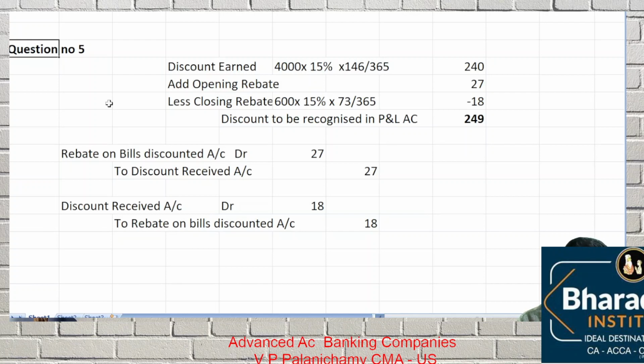Question number 5 is a repeated concept only, right? Discount received, add opening rebate minus closing rebate. Only thing is that based on the percentage and number of days, we work out both rebate as well as discount. So rebate on bill discounted account debit to discount received for opening rebate 27, discount received account debit to rebate on bill discounted for the closing rebate 18. Try question number 6.